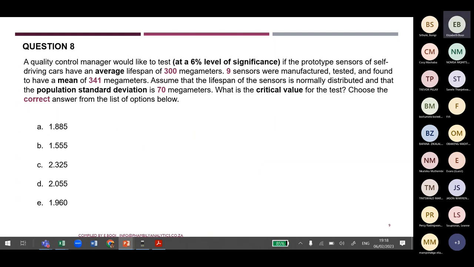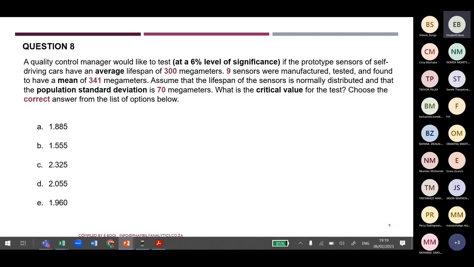A quality control manager would like to test at a 6% level of significance if the prototype sensor of self-driving cars has an average lifespan of 300 megameters. 9 sensors were manufactured, tested, and found to have a mean of 341 megameters. Assume that the lifespan of the sensors is normally distributed and that the population standard deviation is 70 megameters. What is the critical value for the test?